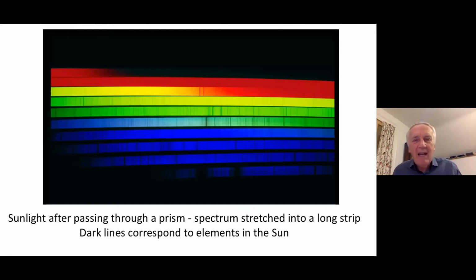Well, here's the spectrum of sunlight. Sunlight passed through a prism, and the spectrum's been stretched right out into a long strip and stacked in this way so you can see it all. And these tiny dark lines that you can see in different parts of the spectrum of colors, they correspond to chemical elements in the sun. And the darkness of the line corresponds to the amount of the element. The darker the line, the more of the element there is. So it's possible to work out the chemistry of the sun from this.